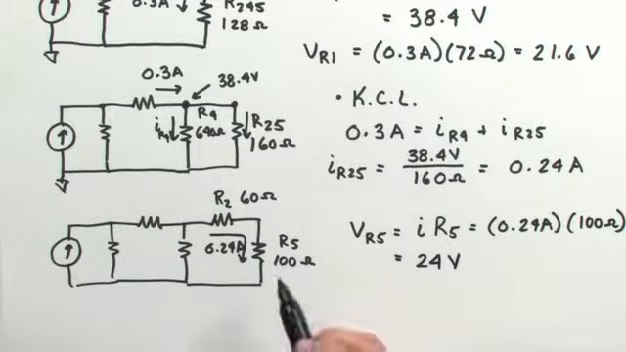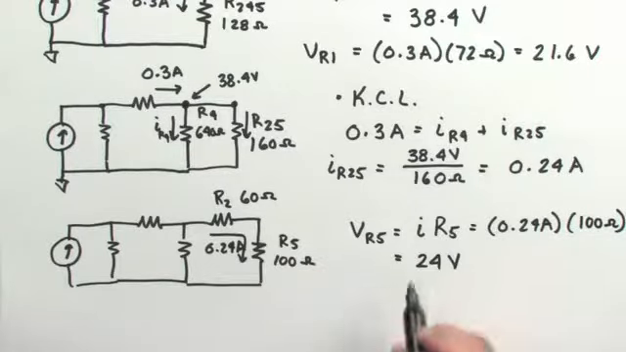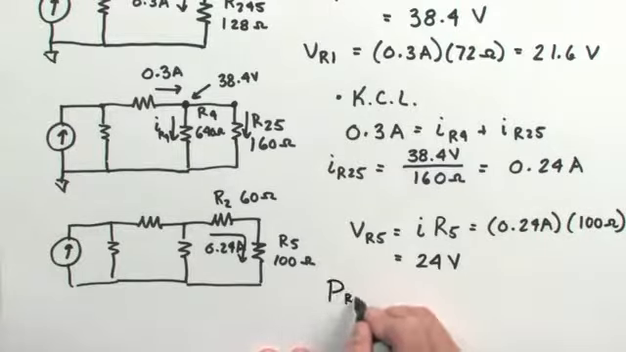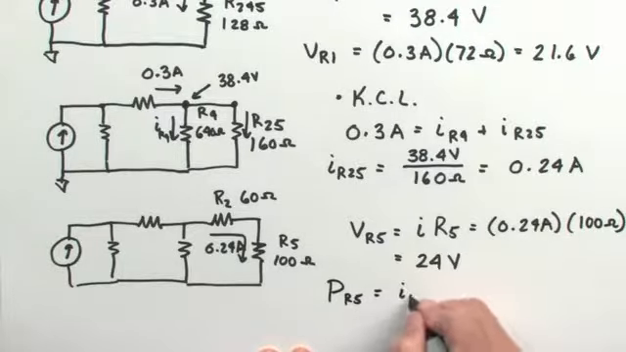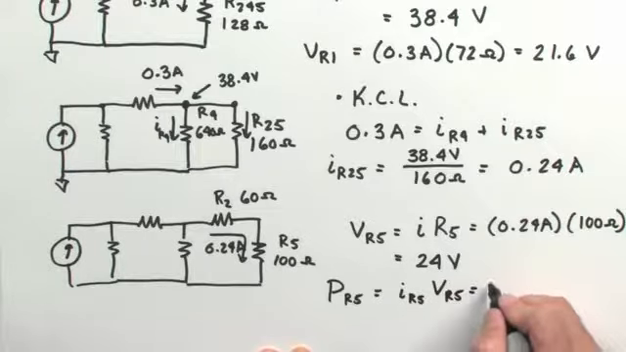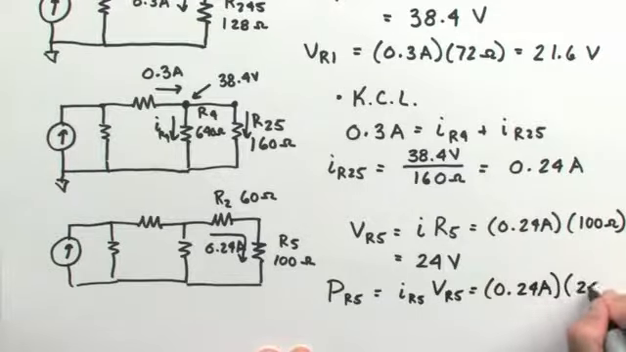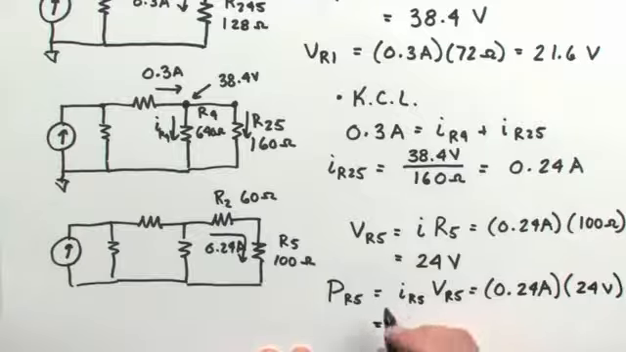I'm almost there now. I know the current that passes through R5, and I know the potential difference across resistor R5. With that information, I can calculate the power across resistor 5, which is the current multiplied by the voltage. So that's 0.24 amps multiplied by 24 volts. That will give me a total power of 5.76 watts being dissipated by resistor R5.